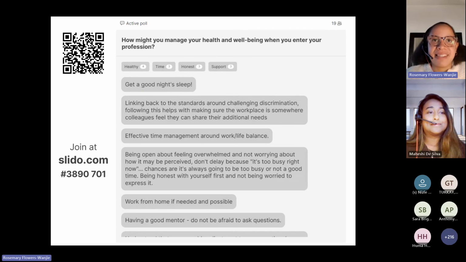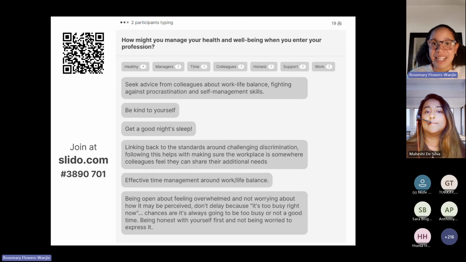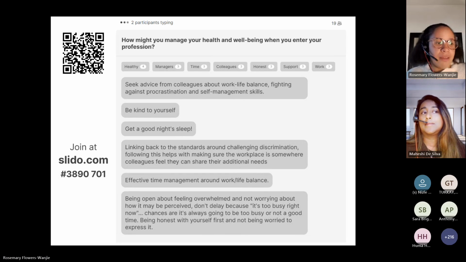I like this as well, linking back to the standards around challenging discrimination. Following this helps with making sure the workplace is somewhere colleagues feel they can share their additional needs. It's very, very true. And I like that as well because it talks about how all these standards link together. And that's why it's important to familiarize yourselves with the whole of the standards as well, and really think about how they intersect and what your responsibilities are as well. Because at the end of the day, there may be a colleague that would really appreciate you making that space safe and effective so that they can talk about how they're feeling and talk about the needs that they have.